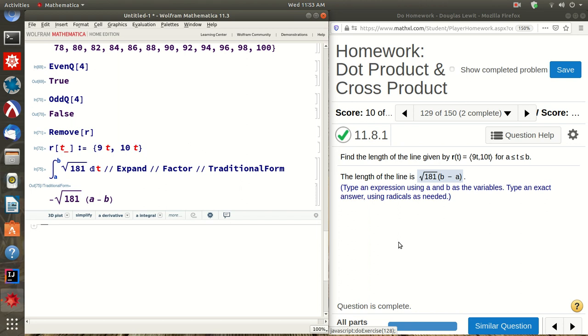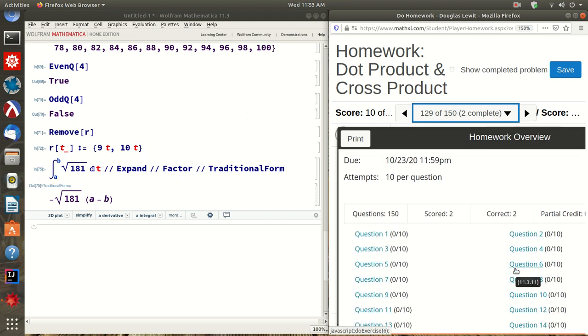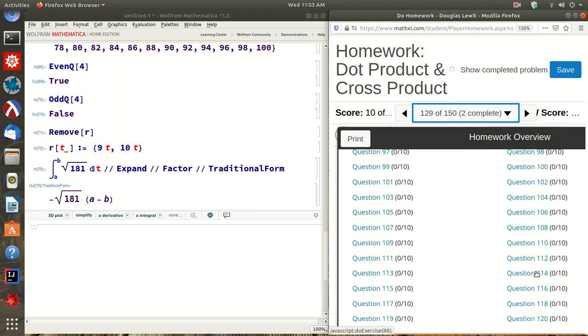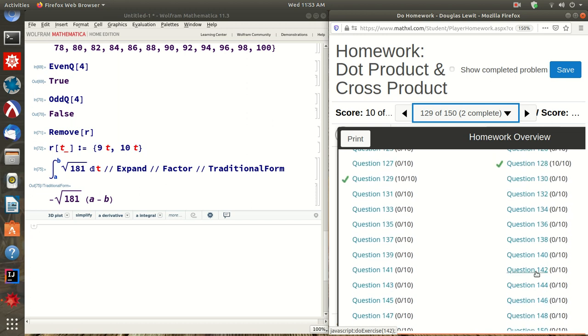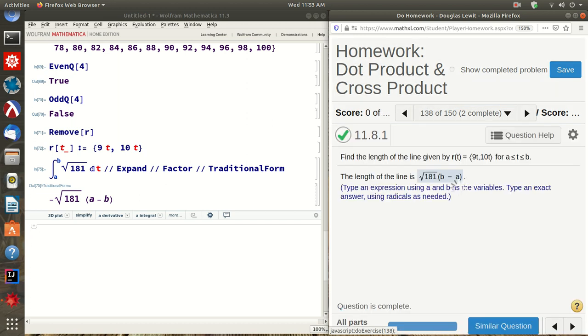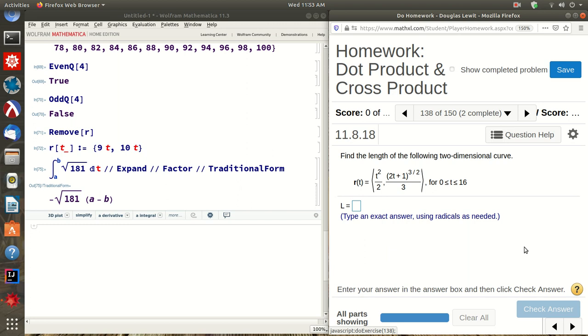Let's do one more problem. Let's do a problem that's just a teensy bit harder. Okay, so, all right, this is going to be the last problem for the video. I think I'm going to have to make another video. So here it says, find the length of the following two-dimensional curve. Okay, so let's give this a shot.